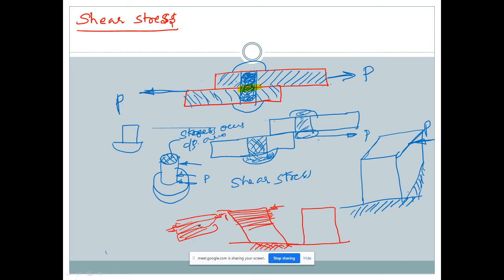Then you can call the stress which is going to occur on these cross-sectional areas, what is it? Shear stress. So now the shear stress is denoted with the letter tau, and it is P by A. The unit is the same.